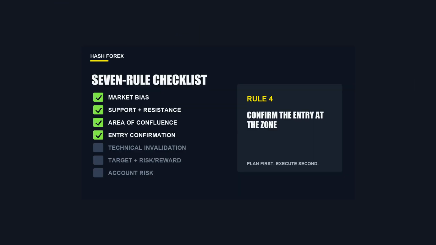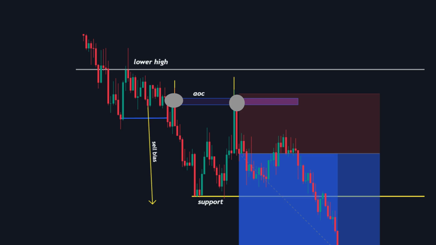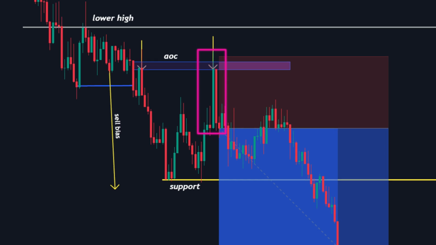Rule number 4. Demand confirmation at the zone. Look at the first test of the AOC. Price reaches the zone and reacts down. That response is useful, but it does not mean we should enter carelessly. Price later returns and drives deeper into the same resistance area. This second test gives us more information. Buyers can push into the zone, but they cannot establish acceptance above it. Price fails to close and hold beyond the AOC, then sellers step back in.